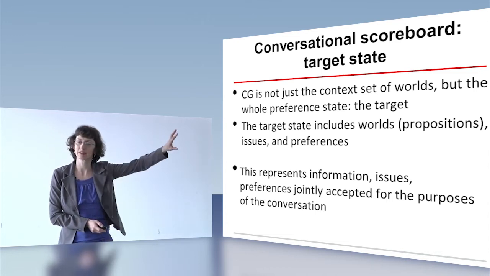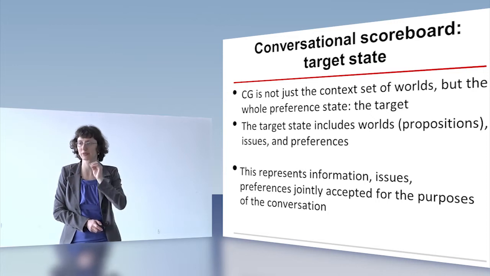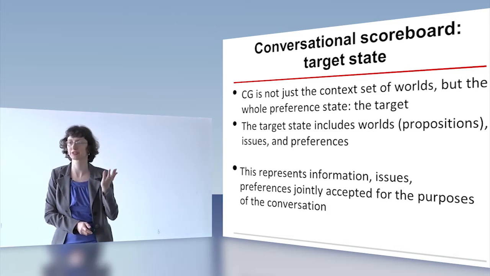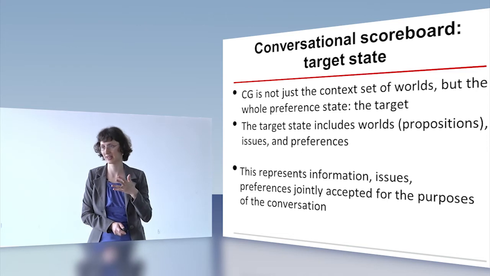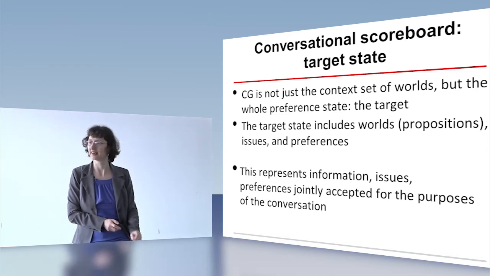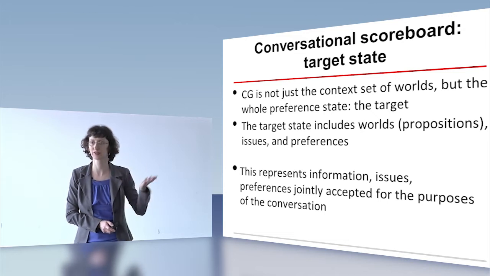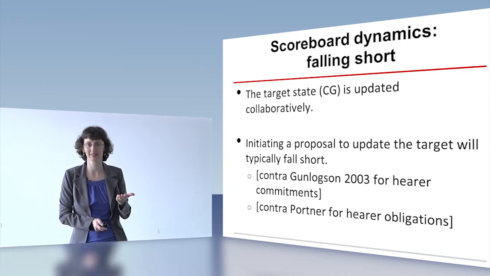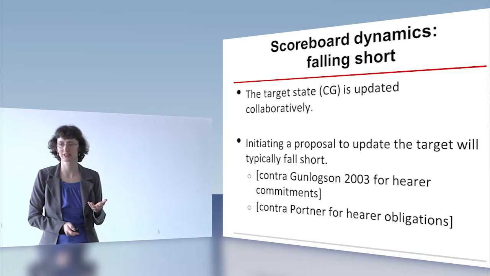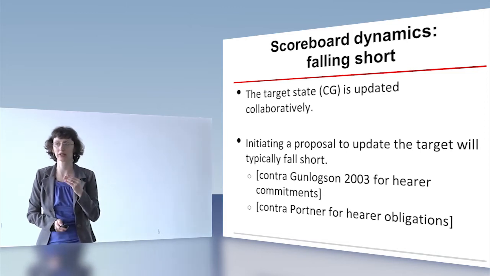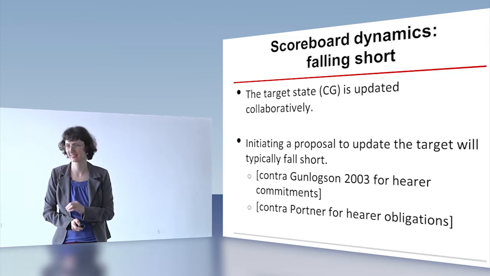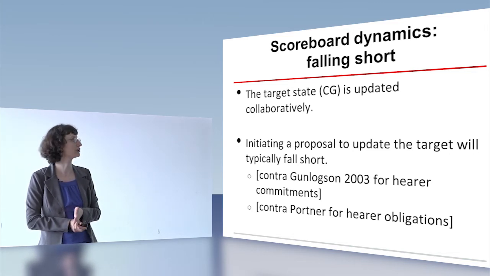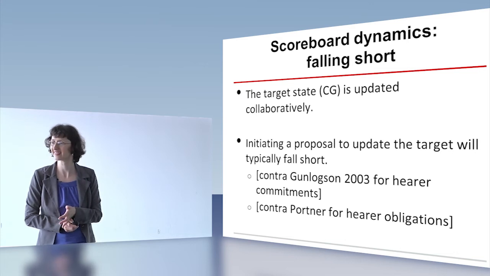So you can see how this is different from that decision problem that represents each speaker's private beliefs, private issues they're wondering about, and private preferences. This is for the purposes of the conversation, so it's public, and that's private, but there is, of course, a flow between public and private information. Now, because it's joint stuff, it has to be updated collaboratively. I cannot change what's in your head, and I likewise cannot change what your public commitments are like. So initiating a proposal to update the target state will normally fall short of actually doing that.